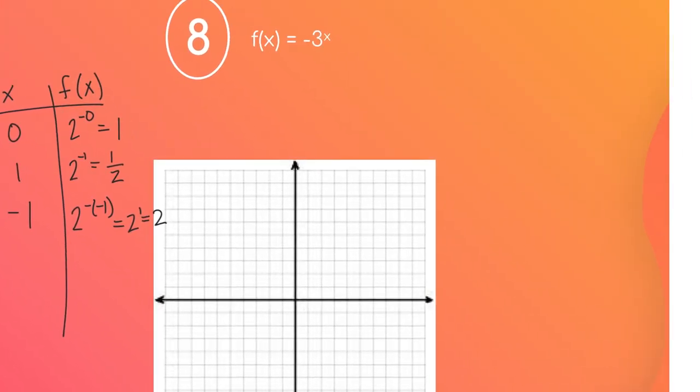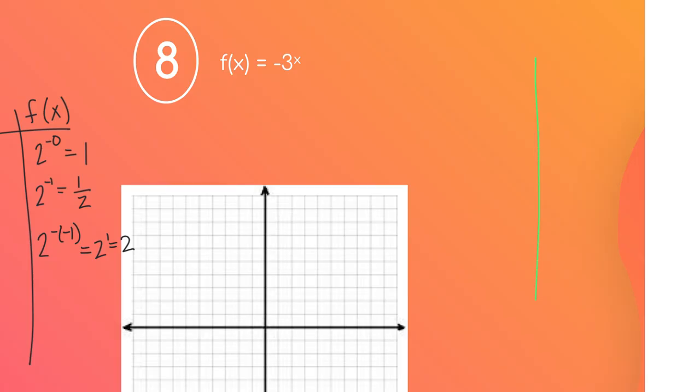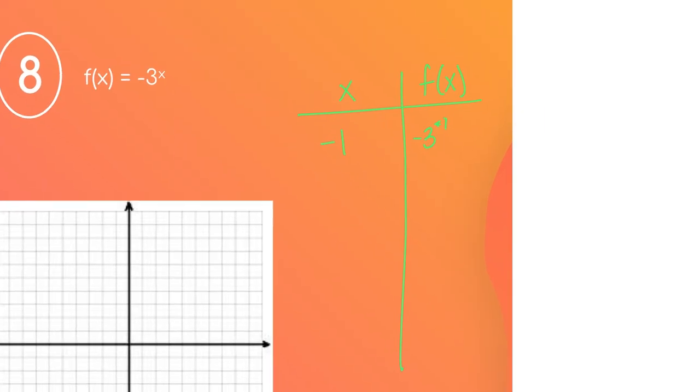Let's go ahead and go to 8. Let's look at this one. Plugging in information. Okay, let's just do it again. We're going to use positive and negative x with my function, f of x equals -3 to the x. At -1, I have -3 to the power of -1. What am I going to get? If I have a negative power, what do I have to do? I have to flip it.